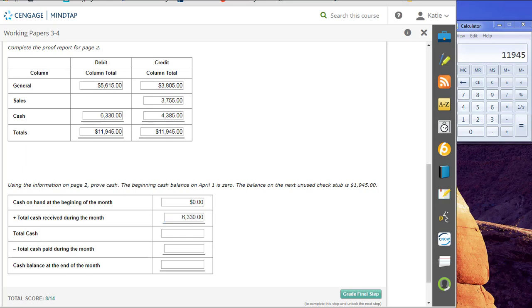And if I do math here, because it says cash on hand plus total cash received, my total cash available is $6,330, because I can do that without a calculator today. Even this early in the morning, I can do that.